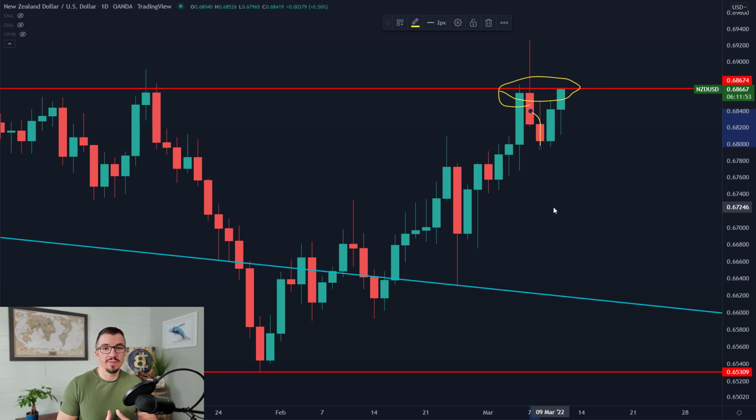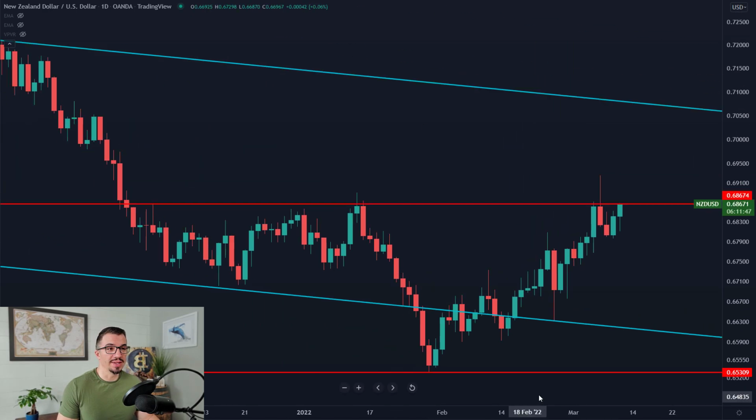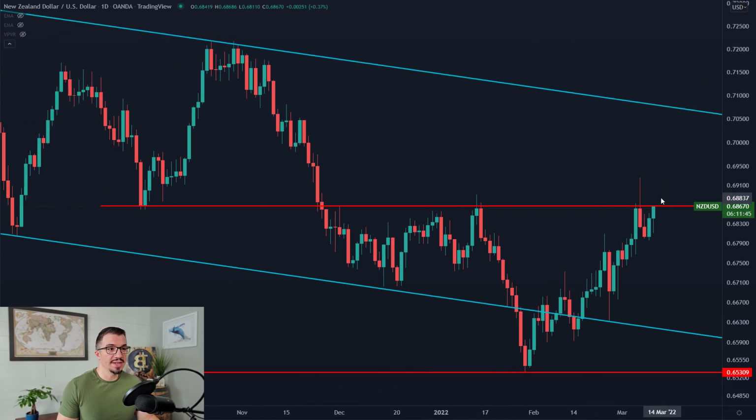Now, here's the key for this market. Here's the key for the New Zealand dollar. It needs to close a day above this area up around 68.70. So we need to see a daily close above this level up here to flip it to support. Until that time, this level is technically key resistance.